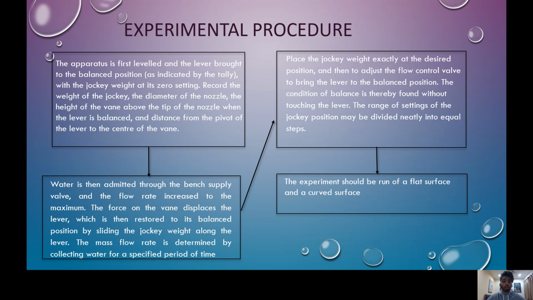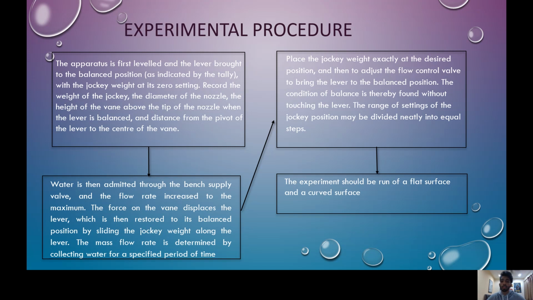The second step is water is then admitted through the supply valve, and the flow rate is then increased to the maximum. The force on the vane displaces the lever, which is then restored to its balanced position by sliding the jockey weight along the lever. The mass flow rate is then determined by collecting water for a specific period of time.